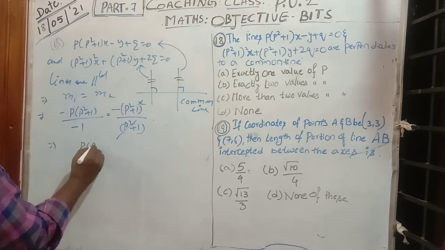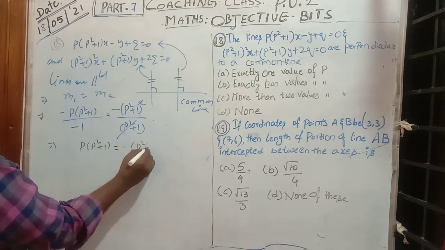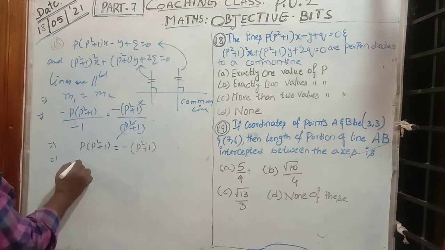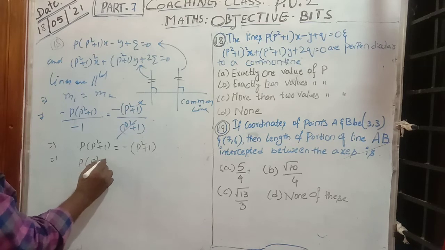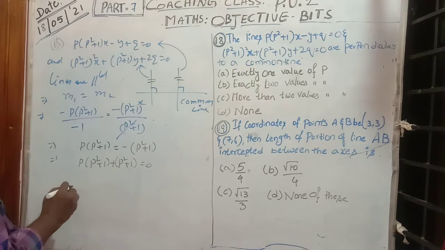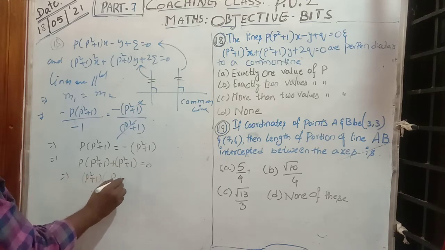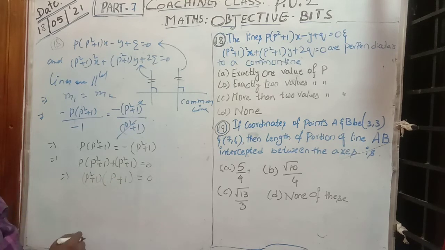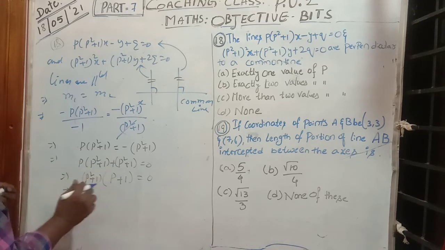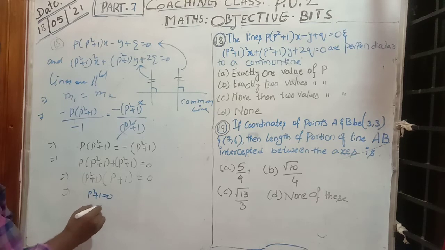So it is p of p square plus 1 is there. But here minus p square plus 1 is there. Okay? You send it to this side. It is p of p square plus 1 plus p square plus 1 is equal to 0. Taking one side, it is p square plus 1 of p plus 1 is equal to 0. You see, here is the product of two terms. I am taking the common. P square plus 1 is equal to 0.